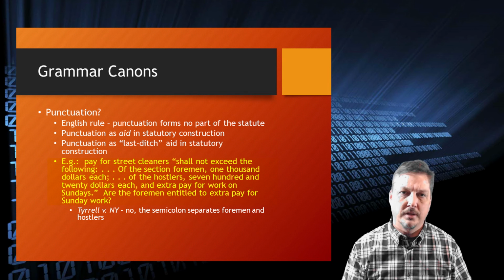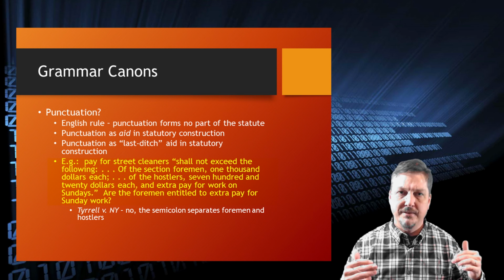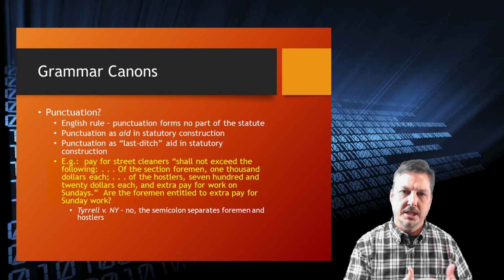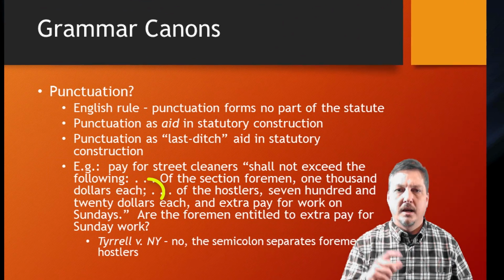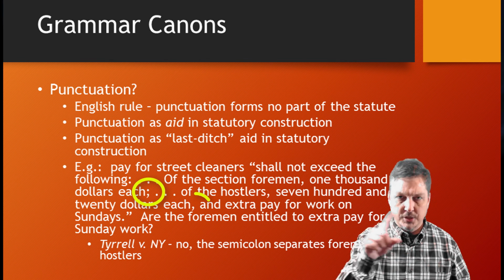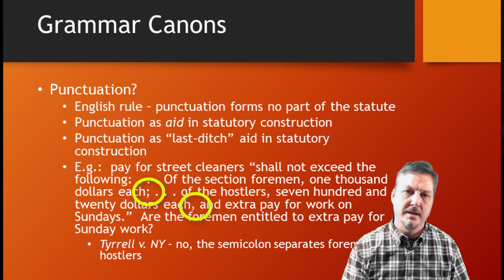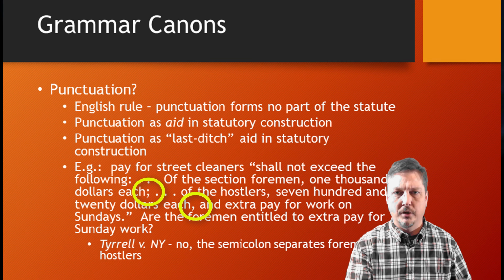So here's an example. Let's say a statute states that pay for street cleaners shall not exceed the following: of the section foremen, $1,000 each; semicolon; of the hostelers, $720 each, and extra pay for work on Sundays, $120 each, comma, and extra pay for work on Sundays. You can see this is a bit of an older example.